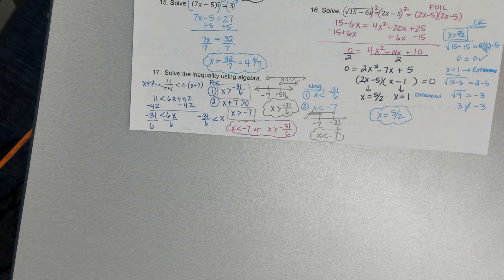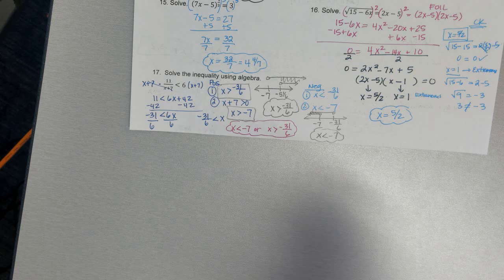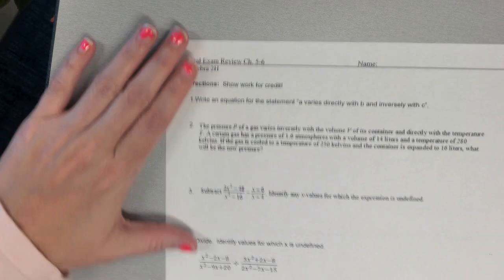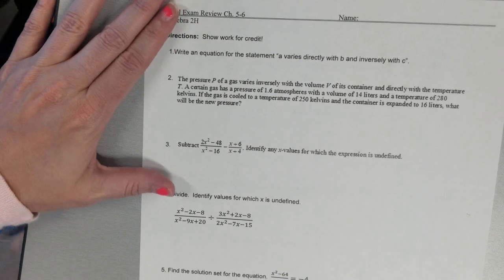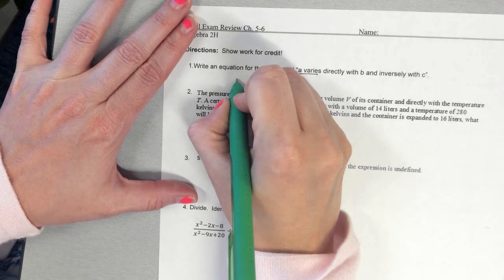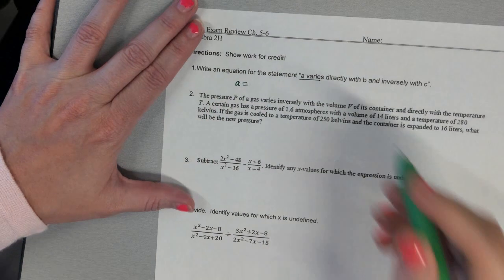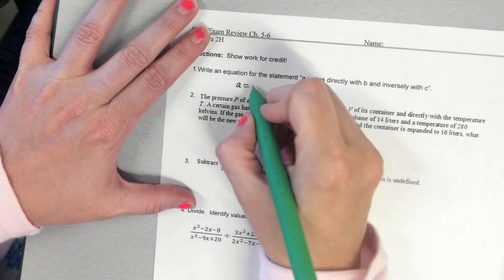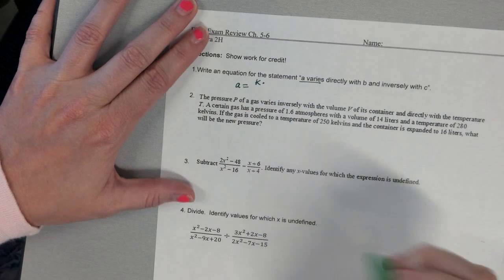So number one, write an equation for the statement A varies directly with B and inversely with C. For any type of variation, you have to make sure that you have the constant K in there, and that's something I noticed that a few of you forgot. So if it's A varies, that means A equals. Anytime you have the variation, you have to have the constant K.